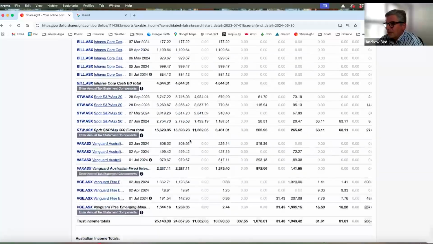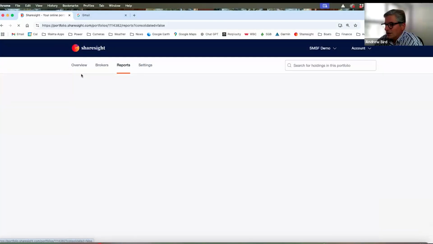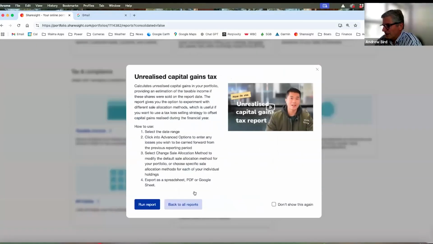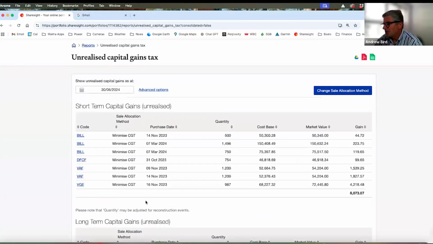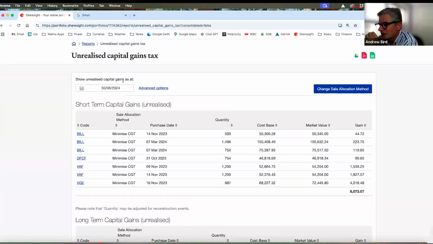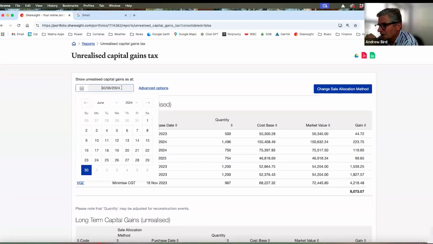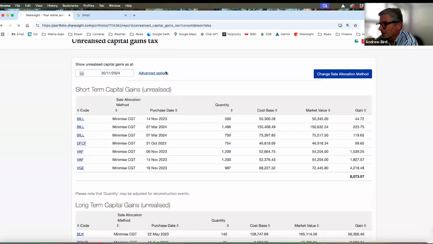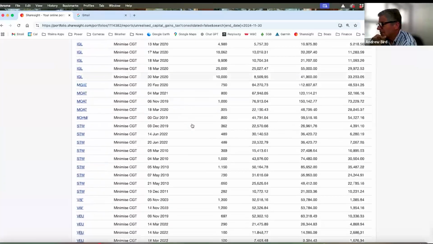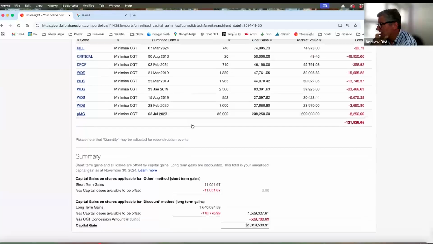But I will say the tax report that I probably use most often in Sharesight for my SMSF is the unrealized capital gains tax report. This is the potential capital gains liability on shares that I haven't sold. That was at year end, but let's move it to today, or we can run it at the end of this month. So this is basically the tax position of all my unrealized holdings.